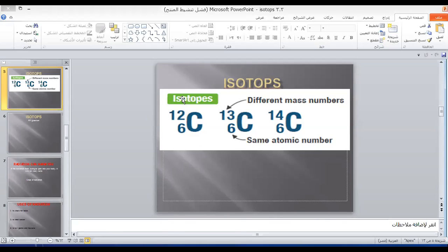Abdullah, can you tell me why isotopes have the same chemical properties? In general, when there is a question about chemical properties, I refer to the number of electrons. Chemical properties means electrons.